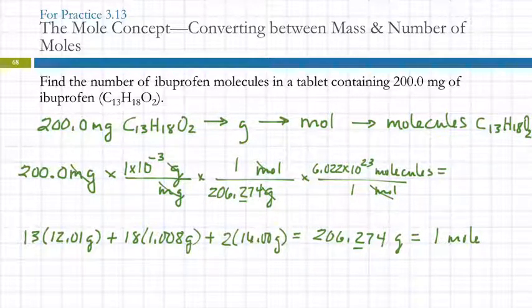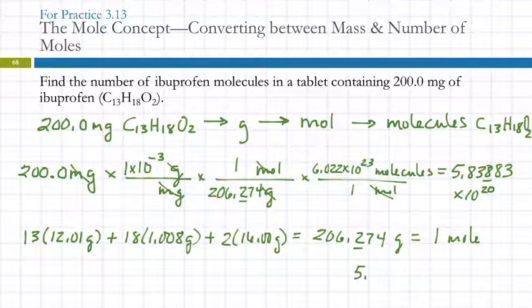So I'm going to go 5.838. There's 4, and I'm going to write down 2 extras. 83 times 10 to the 20. It's really important to not overlook that E20 on the display. So I'm going to write the rounded one down here, 5.839 times 10 to the 20th molecules of ibuprofen.